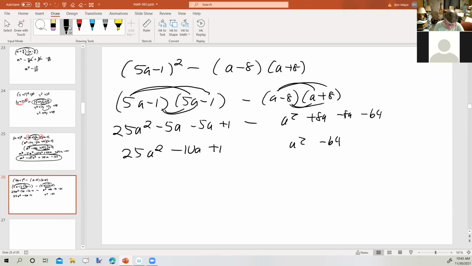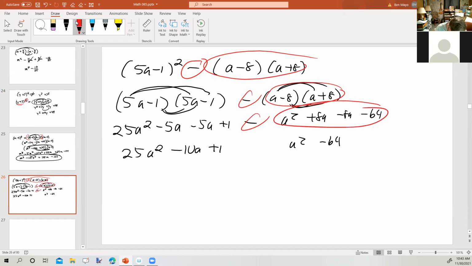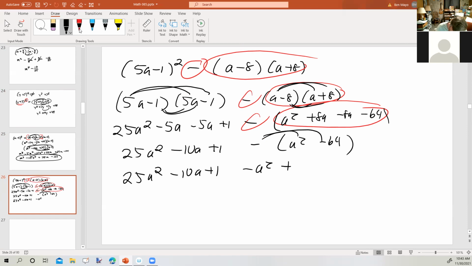Oh, but wait a minute, we need to be careful. We're subtracting this entire product. So we need to do that. And then distribute: 25a squared minus 10a plus 1 minus a squared, minus times minus plus 64. So we got to be very careful there. This is 24a squared minus 10a plus 65.